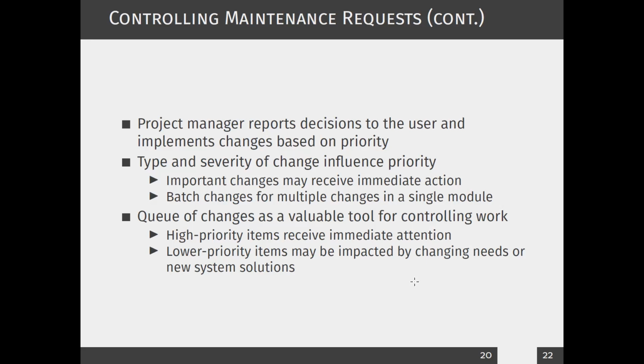A few things you have to consider. First, the type and severity of the change plus priority, which means important changes may receive immediate action. Batch changes can be used for multiple changes in a single month. So important ones get immediate attention. Next, a queue of changes is a valuable tool for controlling work. For example, high priority items receive immediate attention, while low priority items may be impacted by changing needs or new system solutions.